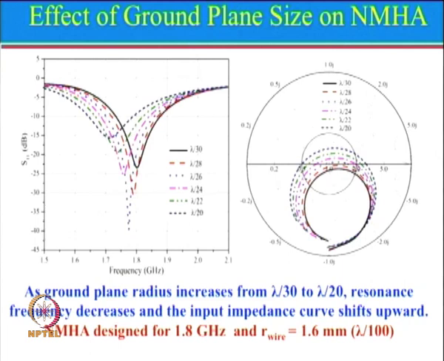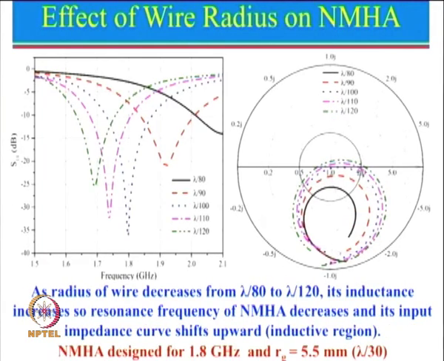Let us see where that lambda by 100 point is. It is this one here, and we had seen earlier that for this particular value and for the chosen ground plane, which is lambda by 30, we have kept the ground plane size constant for this study. So this result is the same as the previous case for r equal to lambda by 100. But now if you look at the effect of the wire radius, the frequency changes from 2.1 to 1.9 to 1.8 all the way to 1.7.